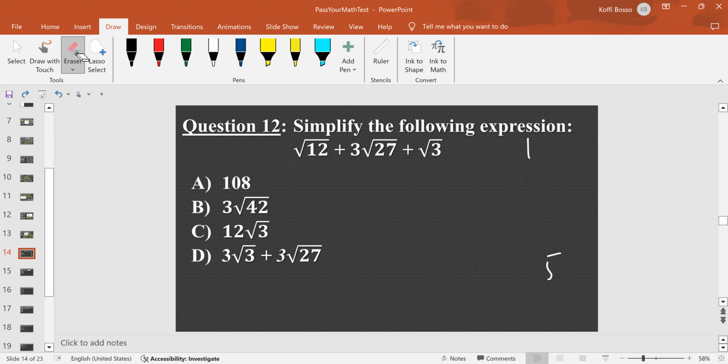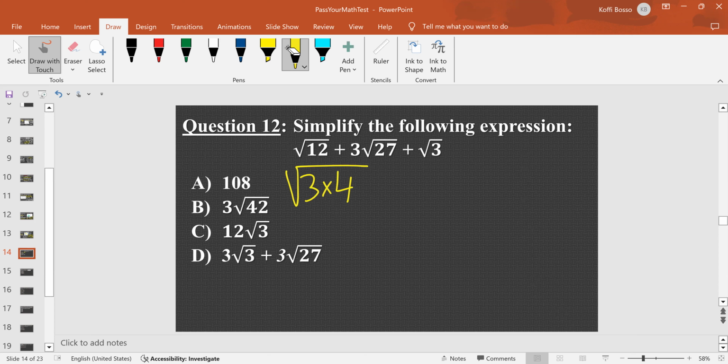Now, when you have the square root of 12, you're going to break it down, because 12 is not a perfect square. If 12 were a perfect square, that would be fine. Because 12 is not a perfect square, we need to break it down. So the square root of 12 will be the square root of 3 multiplied by 4. So in 12, can we find a perfect square multiplied by another number to get 12? Yes. 3 multiplied by 4.